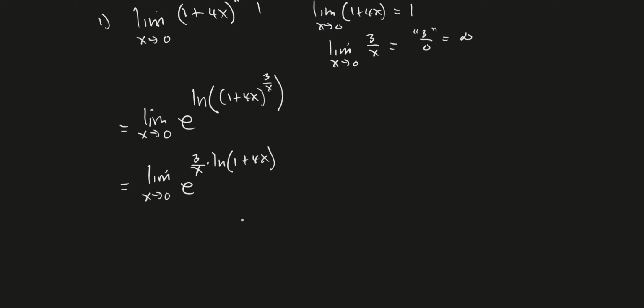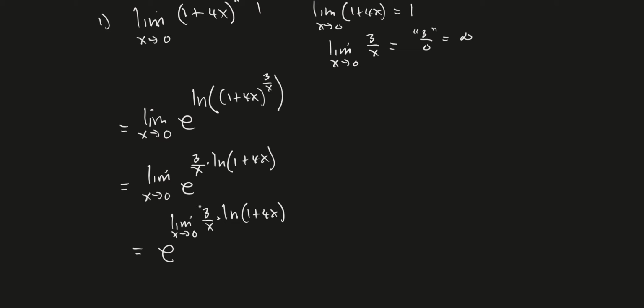Okay, so what do we do in a situation like this? Well, one of our limit properties, again, since the base is now a constant, I can focus on the limit of the exponents. So I can say e to the limit as x approaches 0 of 3 over x times the ln of 1 plus 4x.